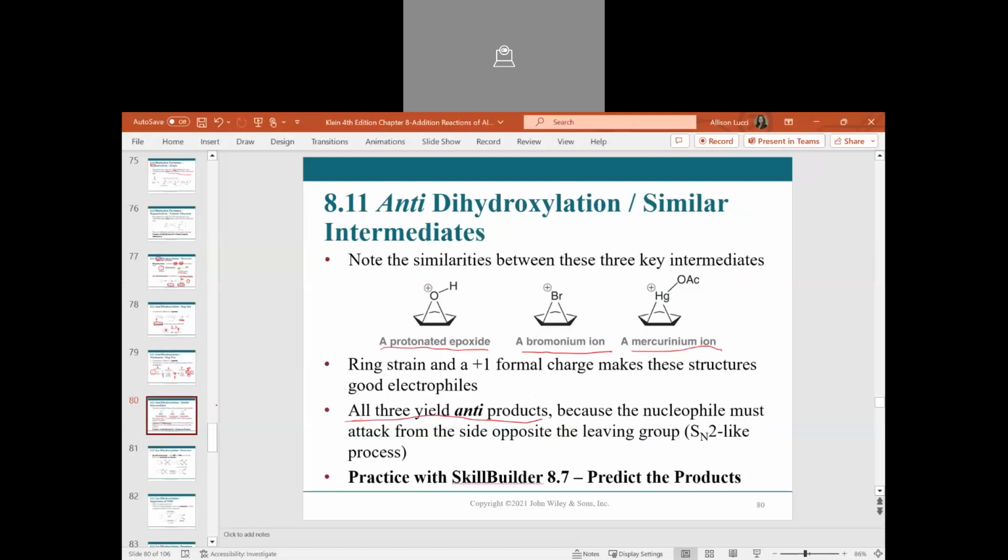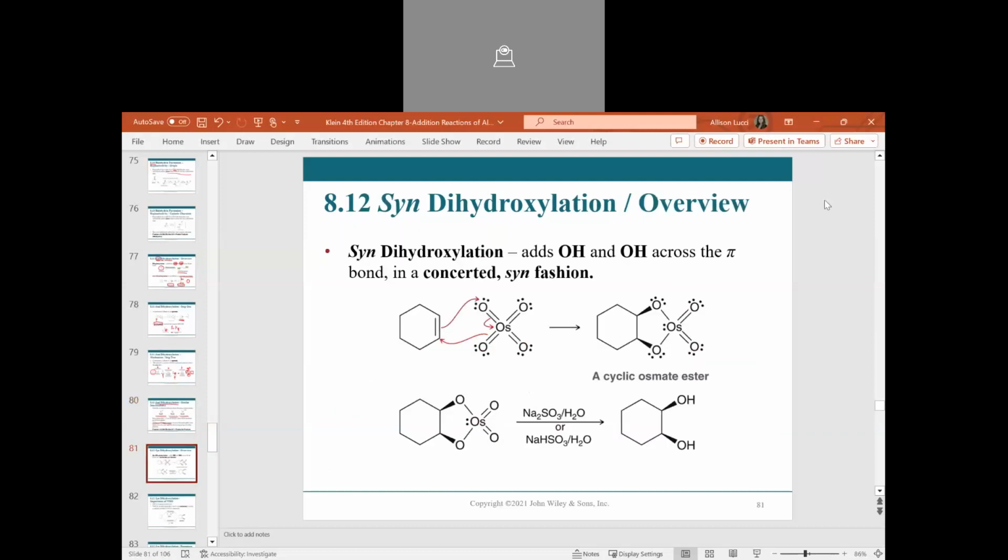So we will look at the counterpart to our anti-dihydroxylation in section 8.12 next time.